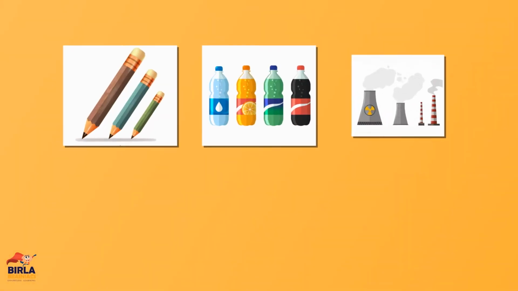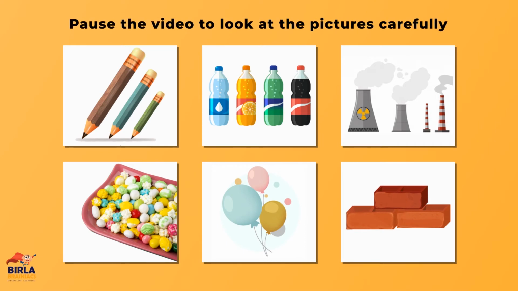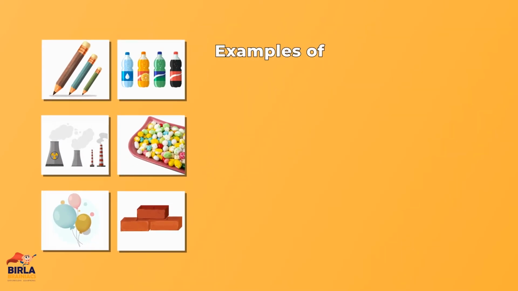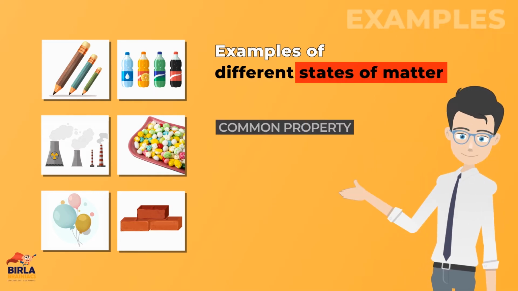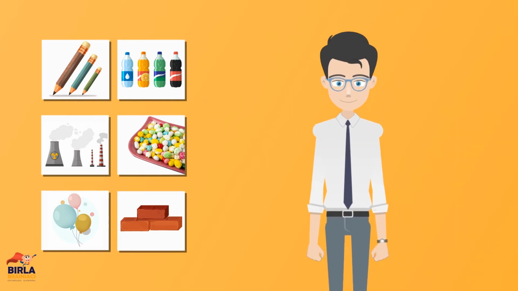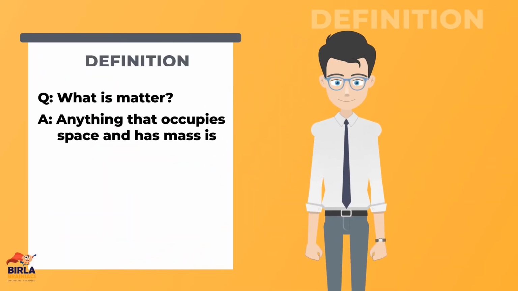Now look at the following pictures carefully and identify the similarity in all these. Yes, you are right. All these are examples of different states of matter. One thing common in all of them is that they all have mass and have volume. That is, they occupy space. So what is matter then? Well, matter is anything that occupies space and has mass.